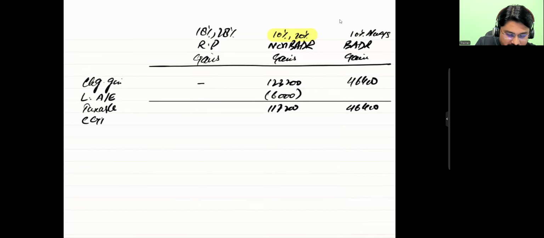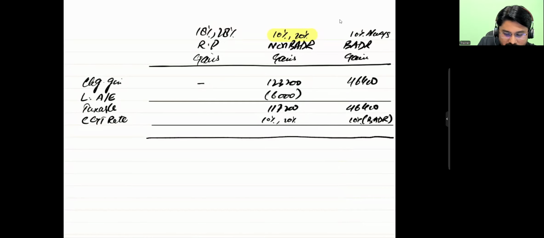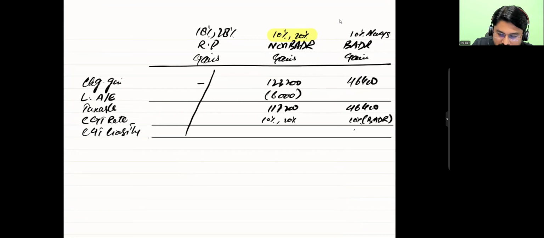The capital gain tax rate for the BADR column is 10%. This is not based on the status. This is due to the business asset disposal relief. But for the other column, maybe 10%, maybe 20%, we don't know for the time being. The resulting amount will be the capital gain tax liability, and that will be the sum of these two amounts, because in the residential column there is no amount. And that is 46,400 multiplied by 10%, that is 4,640.